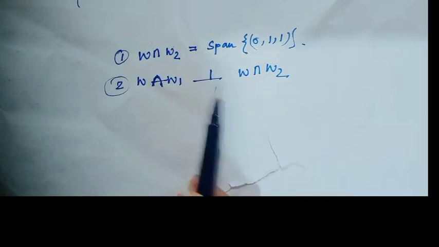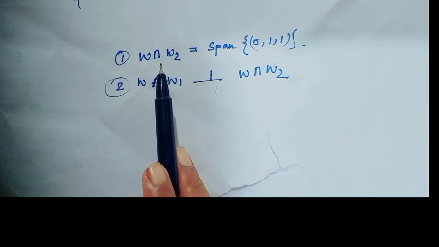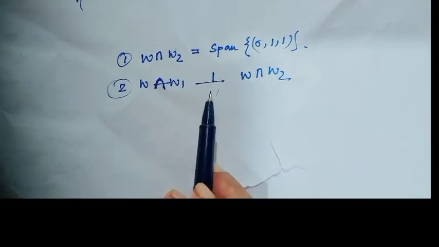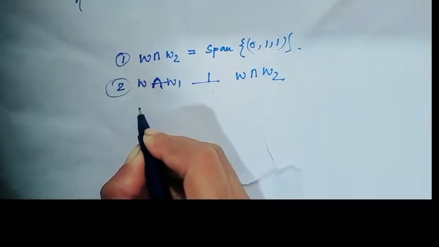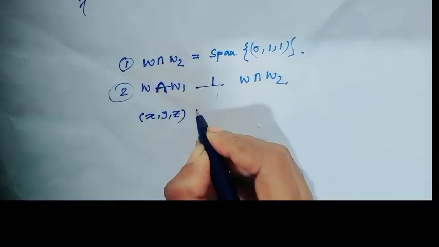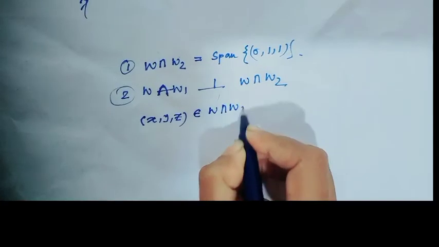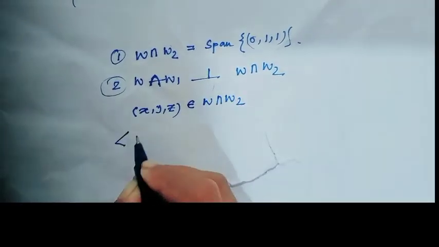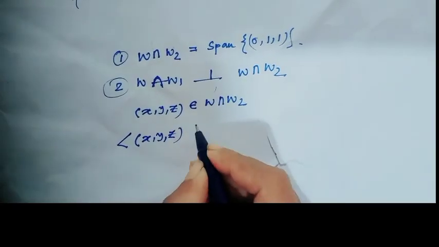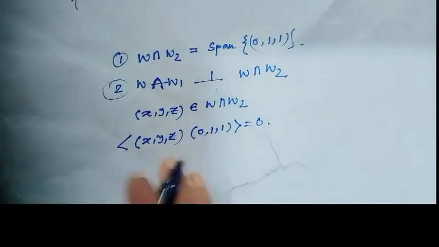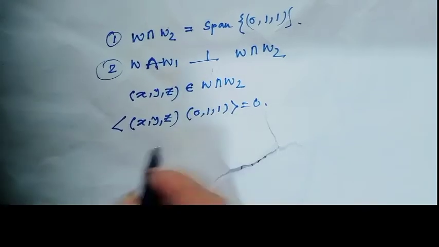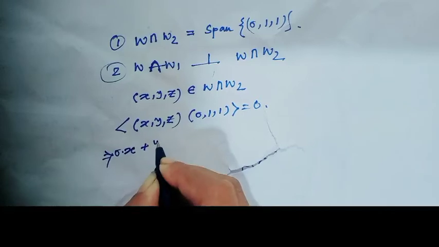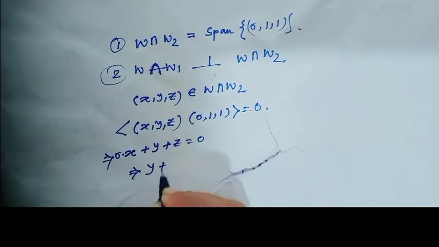For this, since we have W intersection W2, that means it contains vectors of both W and W2, and since W intersection W1 is perpendicular to W intersection W2, consider one vector x, y, z from the set W intersection W1. Since it is perpendicular to W intersection W2, the inner product of x, y, z with the vector 0, 1, 1 would obviously be 0. Since this is the inner product of R3, the inner product is just the dot product, and the dot product means 0 times x plus y plus z equal to 0, that means y plus z equal to 0.